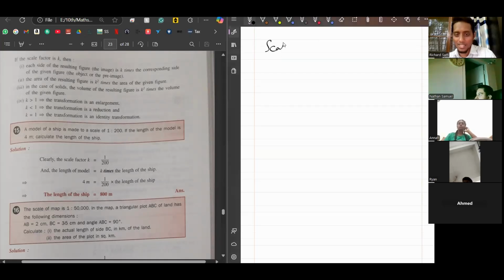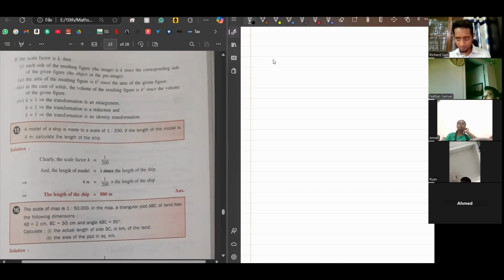So a scale. What's a scale? It is a comparison between two things. Suppose the scale on a map is written as 1 is to 1000. It means 1 unit on the map is equal to 1000 units on the ground. Whatever the unit is. Say it's centimeter. So 1 centimeter on the map will be 1000 centimeters on the ground. 1000 centimeters means 10 meters. So 10 meters on the ground. This is what a scale is.